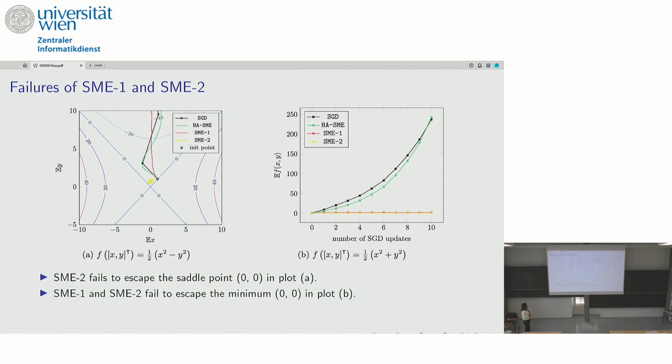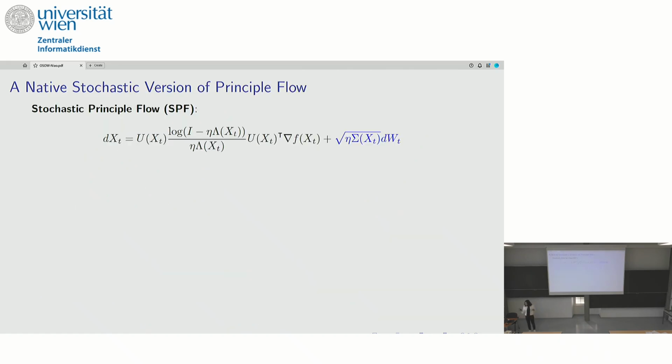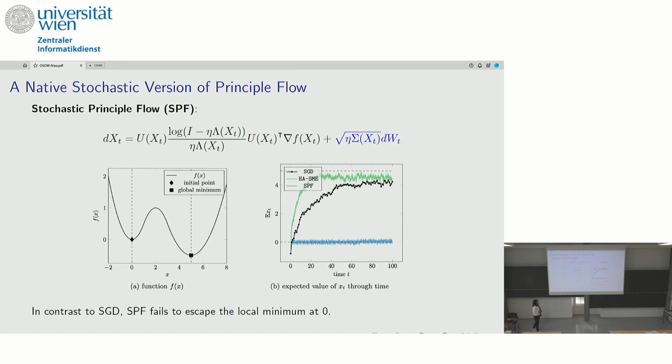All right. So you might then think, what if we use the principal flow that I just introduced? The principal flow seems like a better approximation, at least in the deterministic setting. Here is the naive stochastic principal flow, as we call it, where we just add this diffusion term to it. And it turns out, again, that it does not fully capture the escaping behavior.